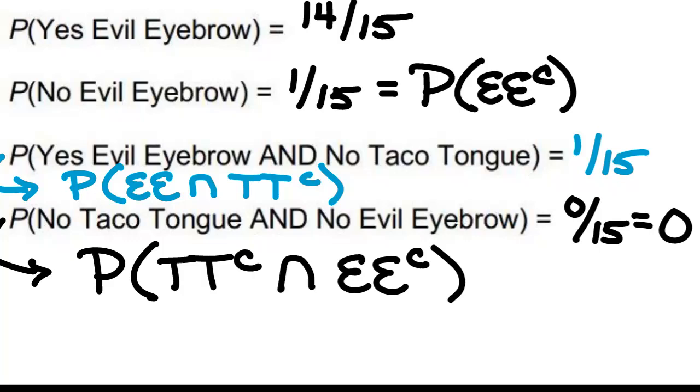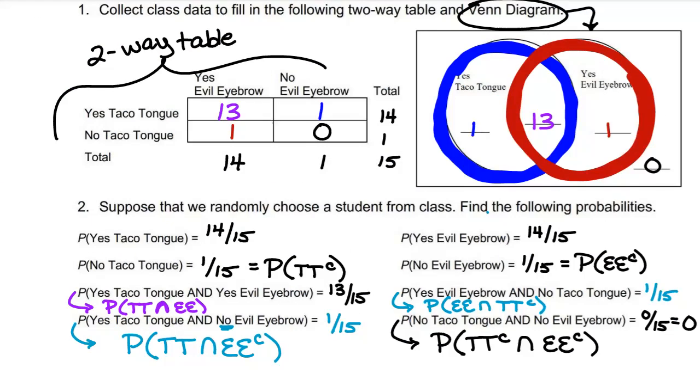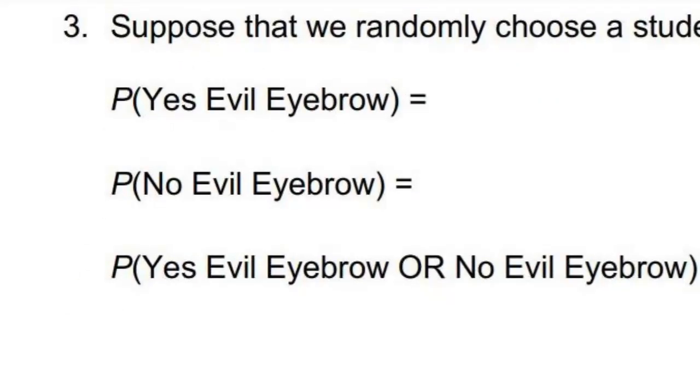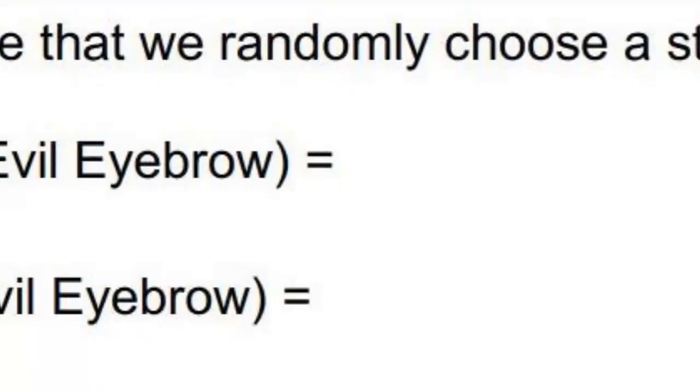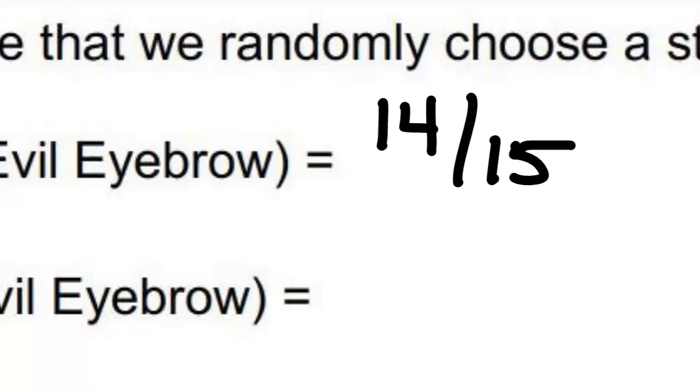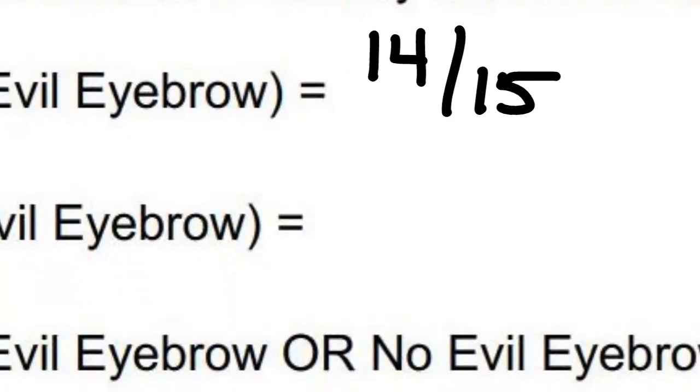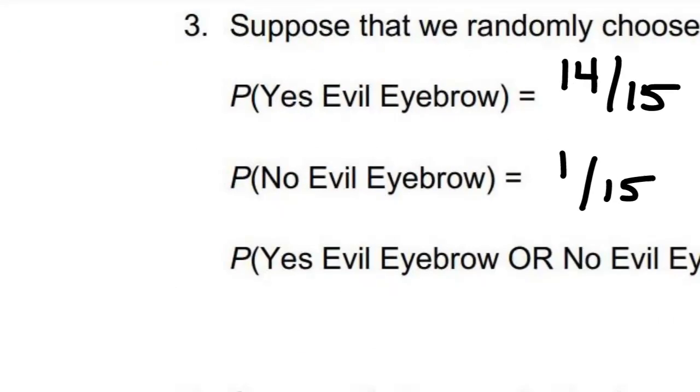Doing okay so far? All right. Next set down. Suppose we randomly chose a student from class. Find the following probabilities. What's the probability that any random person said yes to evil eyebrow? 14 out of 15. No to evil eyebrow. 1 out of 15. This would be an example of what thing that we talked about on the warm-up and what thing that we talked about yesterday a little bit.